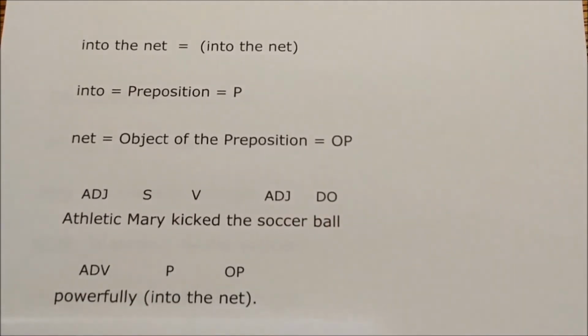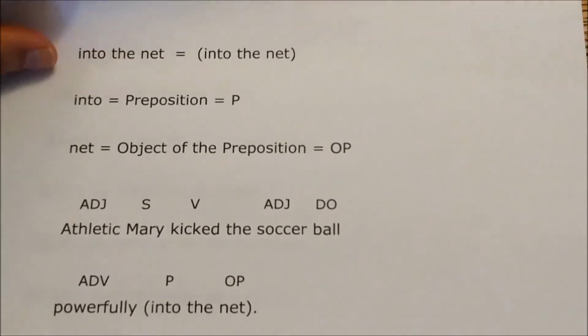But finally, into the net, notice we have it in parentheses. We have the preposition denoted by a capital P, object of the preposition by an OP. This whole process is called analyzing a sentence. And we're going to continue to do this throughout the course.